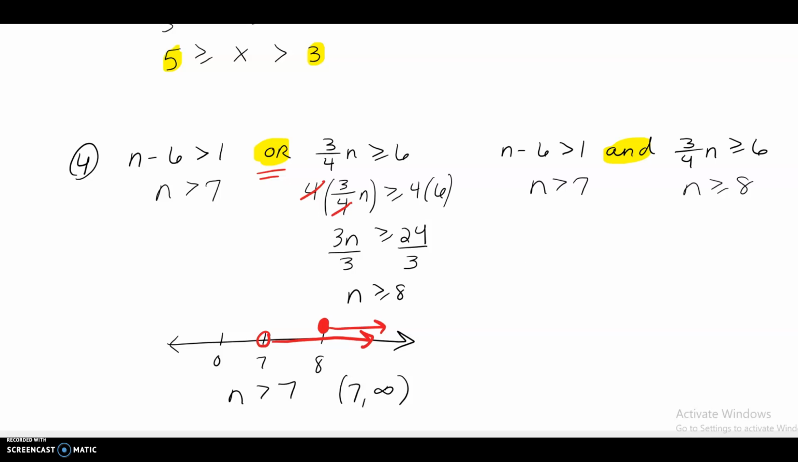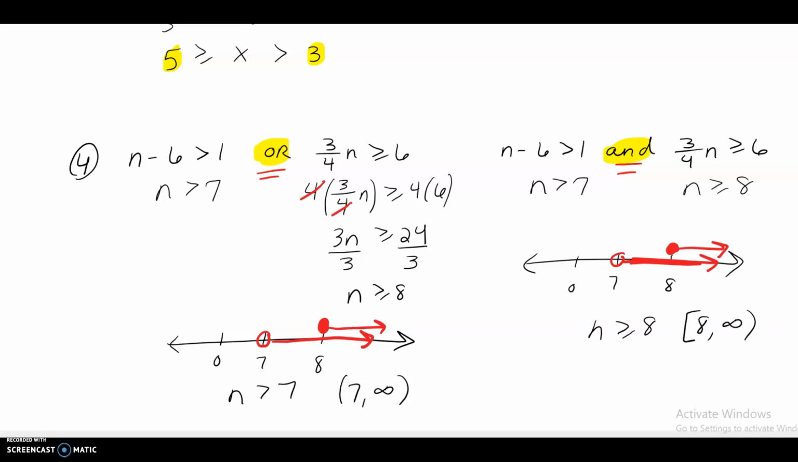Now over here on the right with the and, I've got an open circle going to the right, and I've got a closed circle going to the right. But because of this and, my n value needs to meet both conditions. It needs to be greater than 7, and it needs to be greater than or equal to 8. So that is actually going to be n is greater than or equal to 8 as your final solution. And my interval notation will be bracket 8 to infinity.